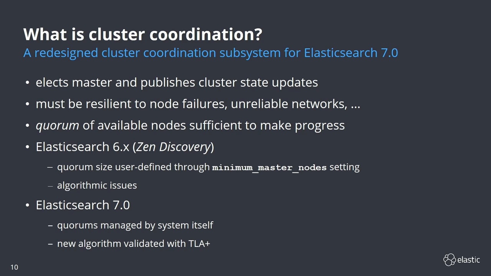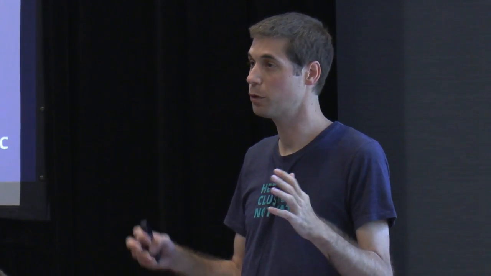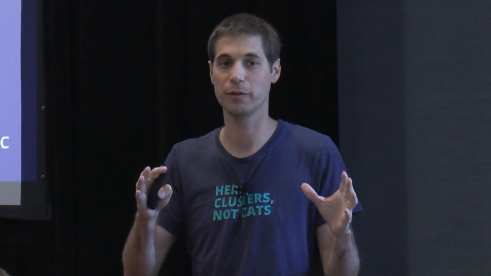Additionally, Elasticsearch must be resilient to the failures of individual nodes. And it achieves this by requiring cluster state updates to only be successful after they've been accepted by a quorum of nodes. So a quorum is a carefully chosen subset of the nodes in the cluster. And the advantage of only requiring a quorum of nodes to successfully respond is that individual nodes can fail without impacting the overall cluster's availability.